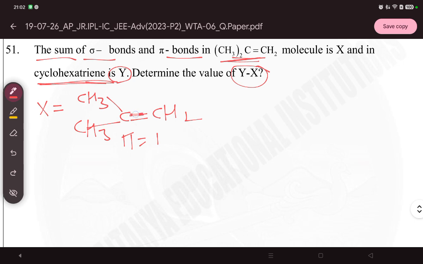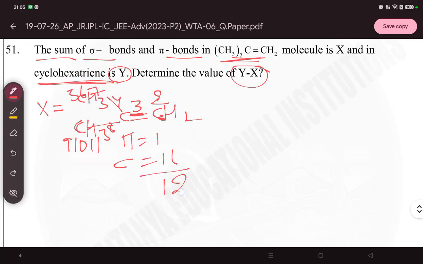In this compound, pi bond is equal to 1. It is presented here, and there are 2 sigma bonds for this carbon from the hydrogens, 2, and here one sigma is there, 4. Here 3 hydrogens with 3 sigma, 5, 6, 7, and the 8th one is this one, and here 3 hydrogens are presented on this carbon, 9, 10, 11, and sigma bonds is equal to 11, and the total is 12.